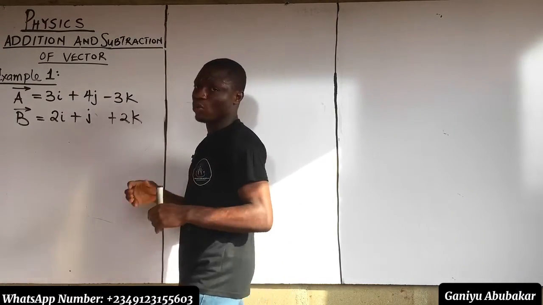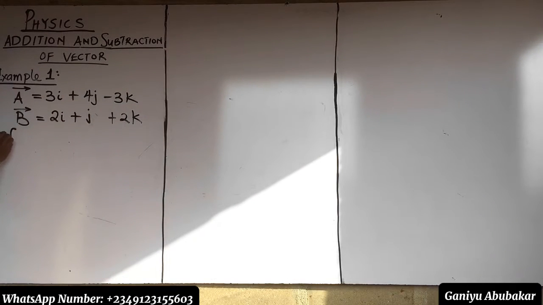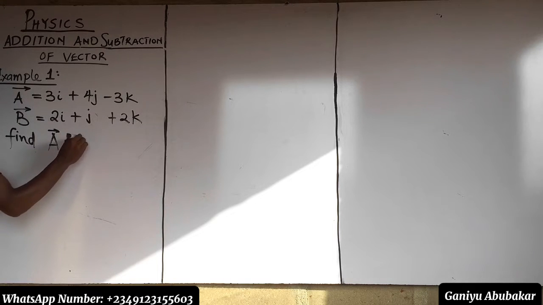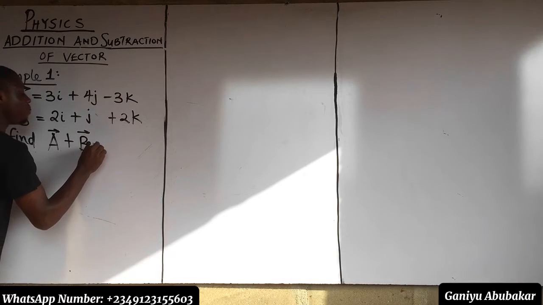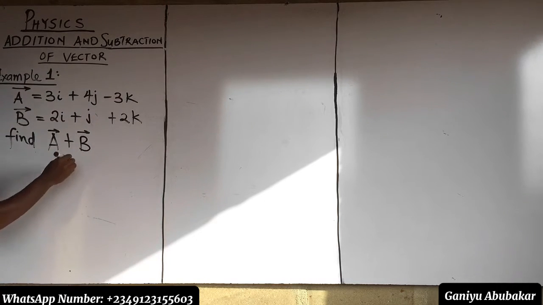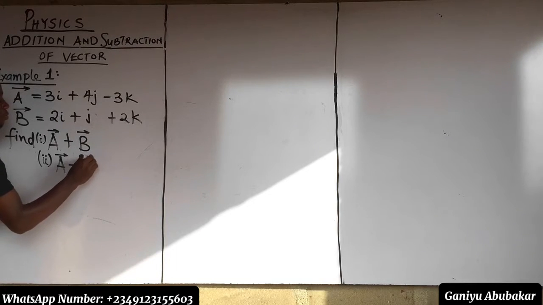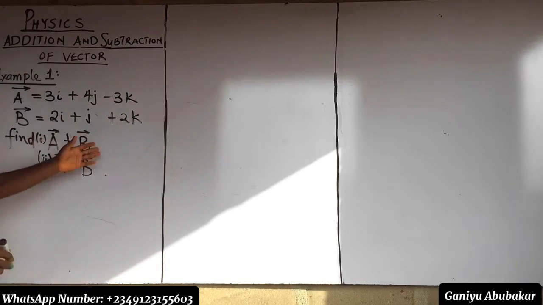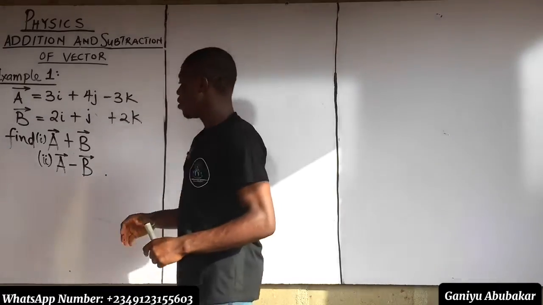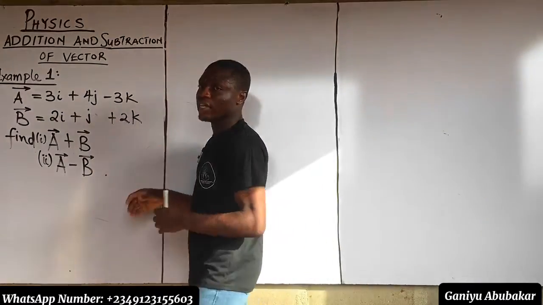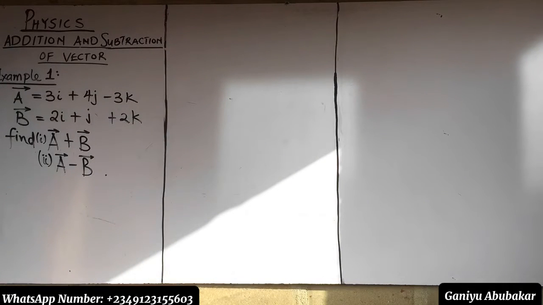How do you add these vectors? The question says find vector A plus vector B. That's the first question. The second one says find vector A minus vector B. Let's get these two questions done. So let's start with this, please. Solution.